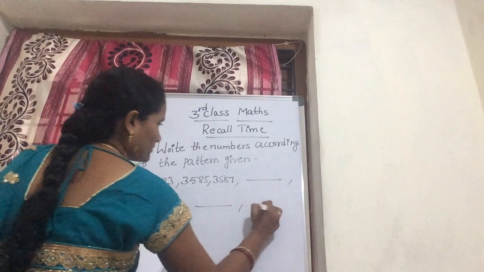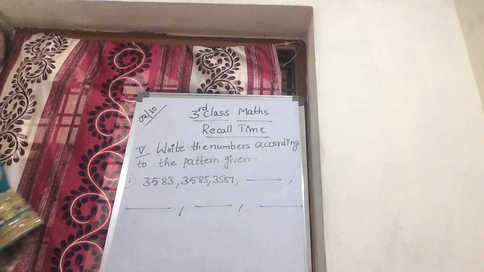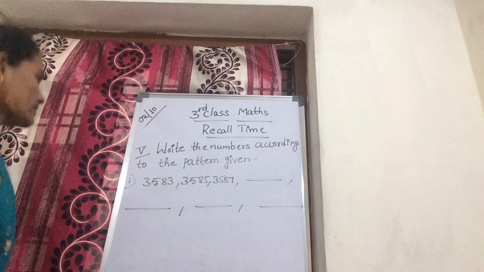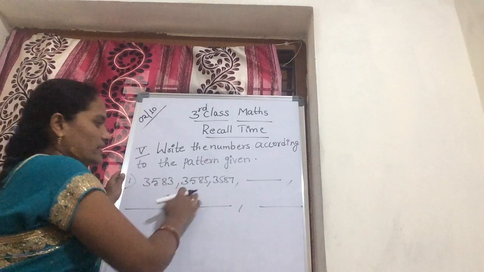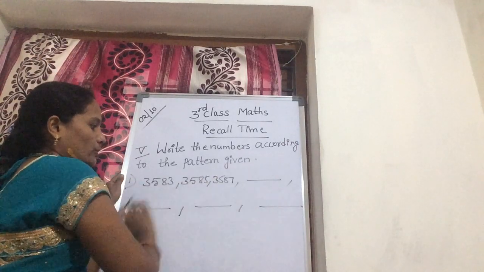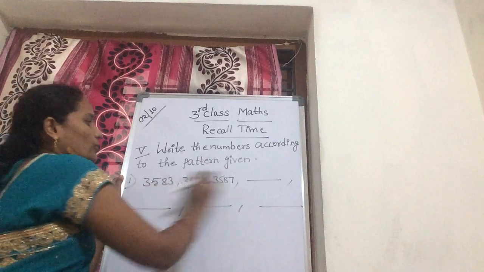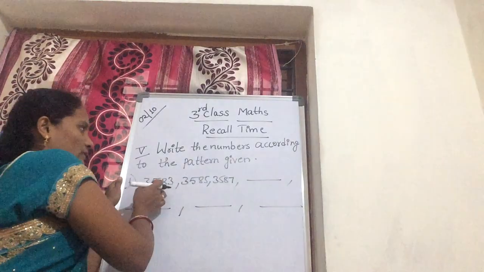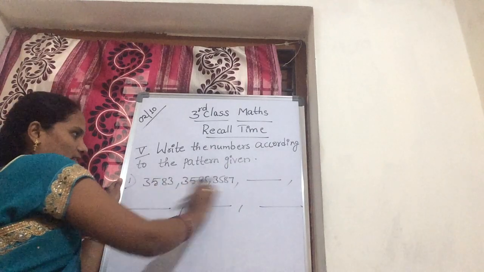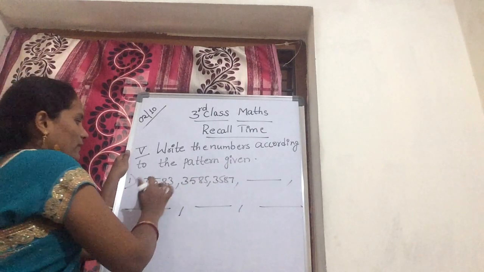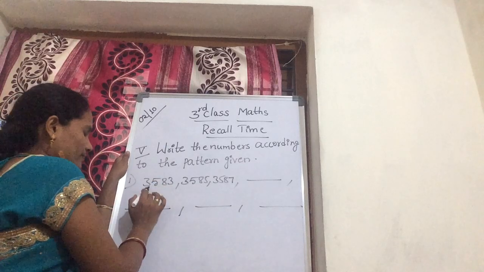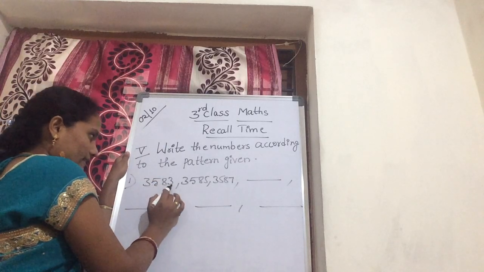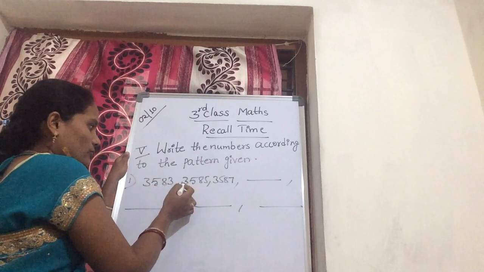you solve this one. First here you get 3 numbers. You need how many numbers? 1, 2, 3, 4 numbers. How to get these remaining 4 numbers? First, which pattern is in between these 3 numbers? Means, for example, 3583. Next one is what?